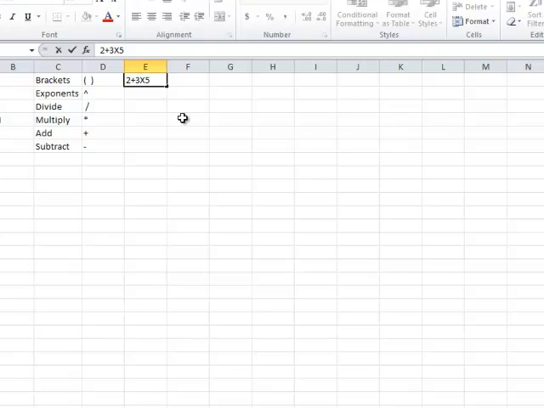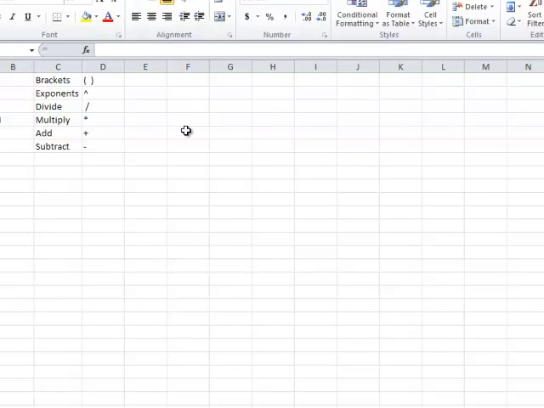Now if we force some brackets here, we would see that Excel would respect that, and that the 2 plus 3, which is of course 5, times 5 would give us 25. It's a big difference between those two answers. I'll just press escape to cancel. So brackets force the operation to be performed first, whether or not there's addition, multiplication, subtraction, etc., according to the order of precedence.